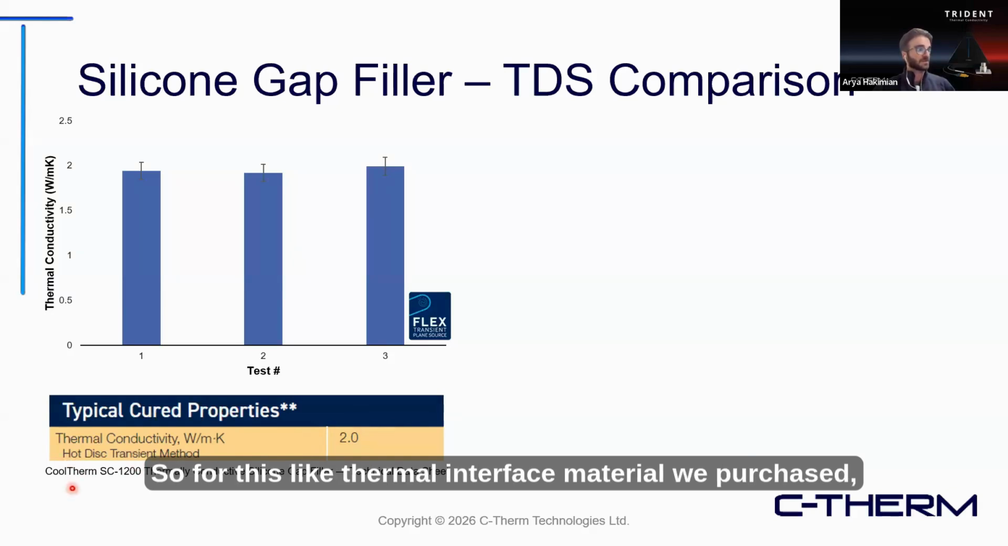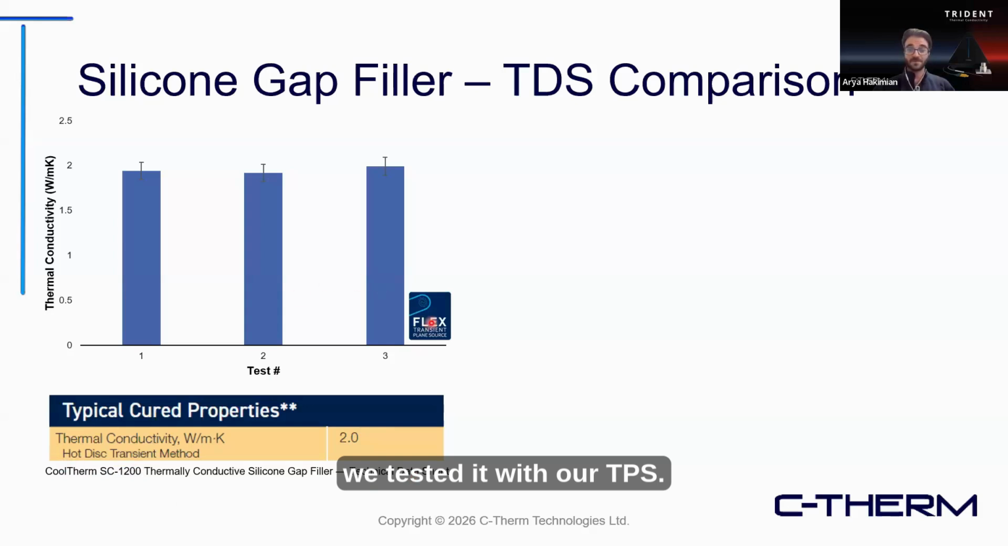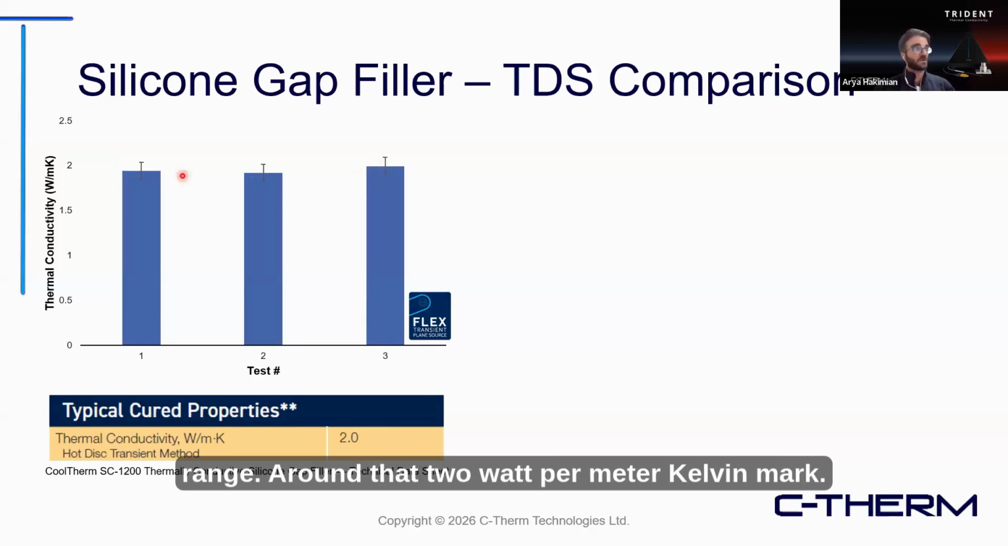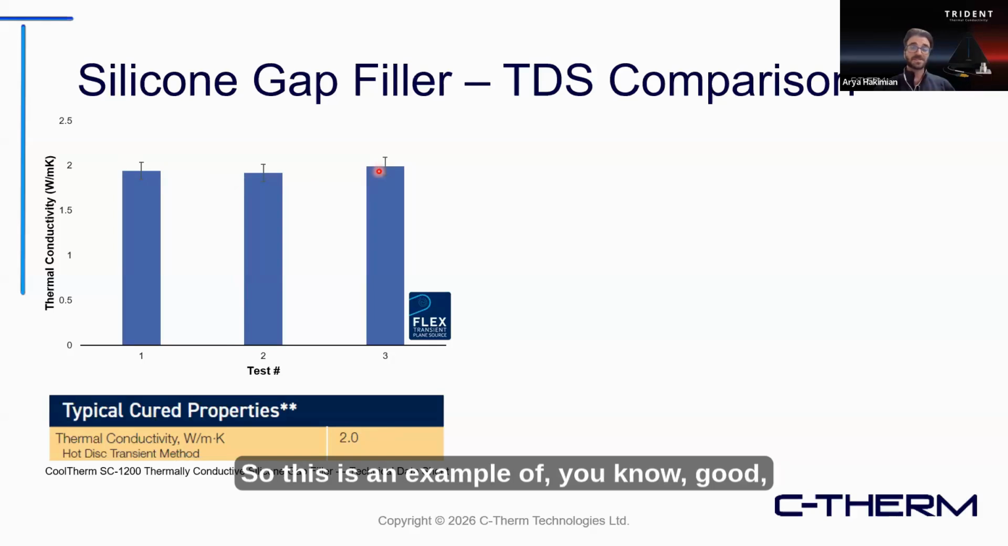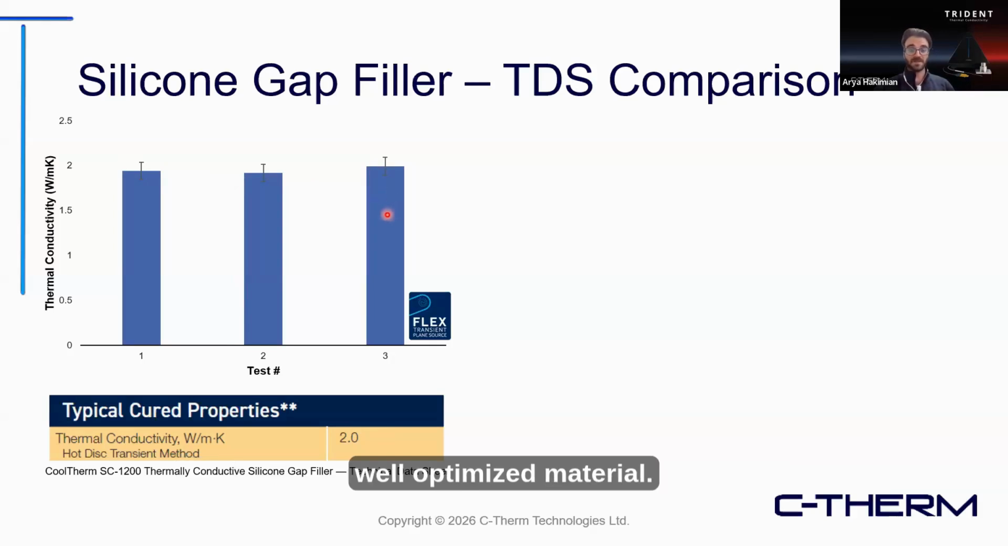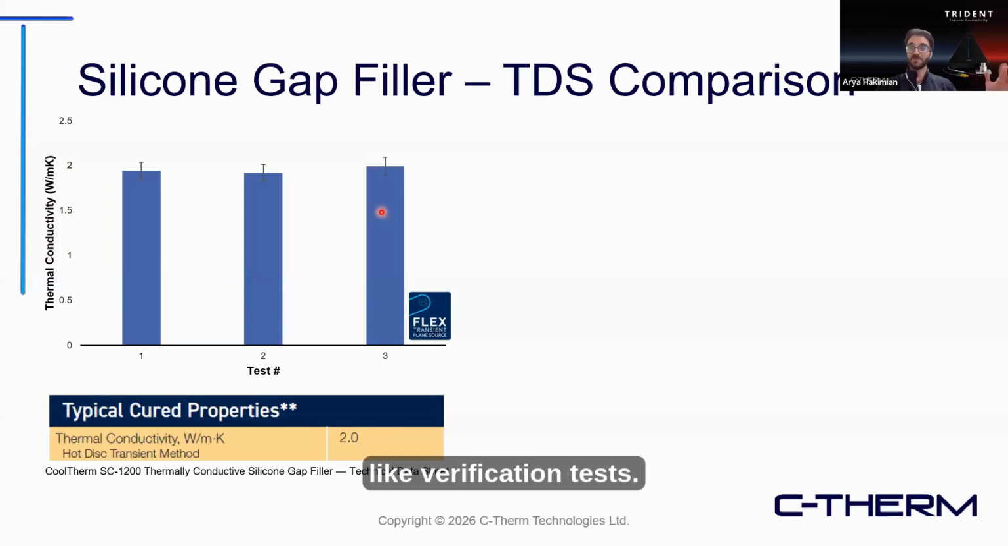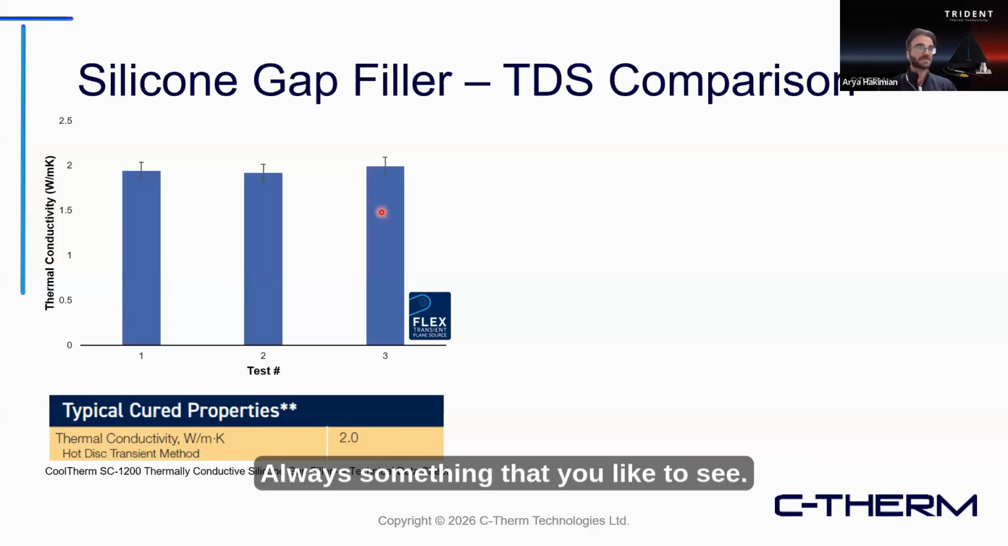So for this thermal interface material we purchased, we tested it with our TPS. And as we can see, results lined up within the expected accuracy range around that 2 watt per meter Kelvin mark. So this is an example of a good, well-optimized material, technical data sheets aligning with verification tests, always something that you like to see.